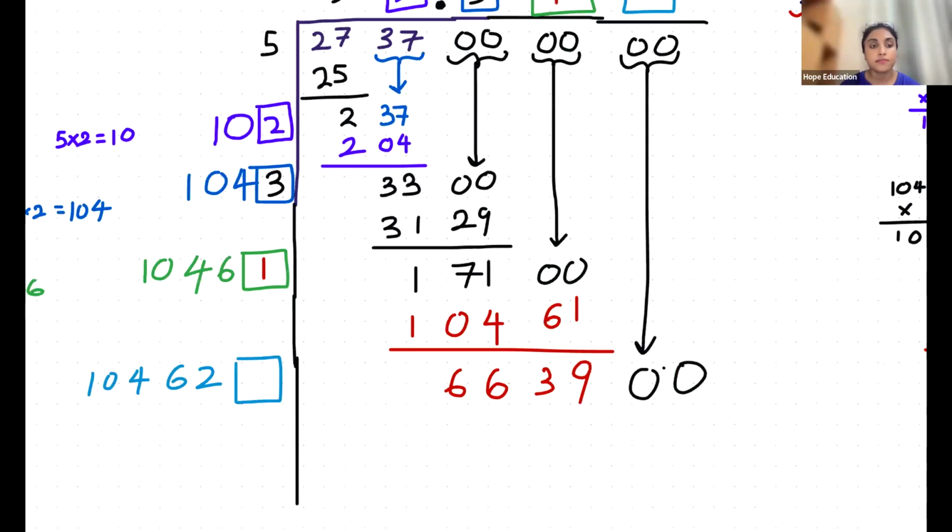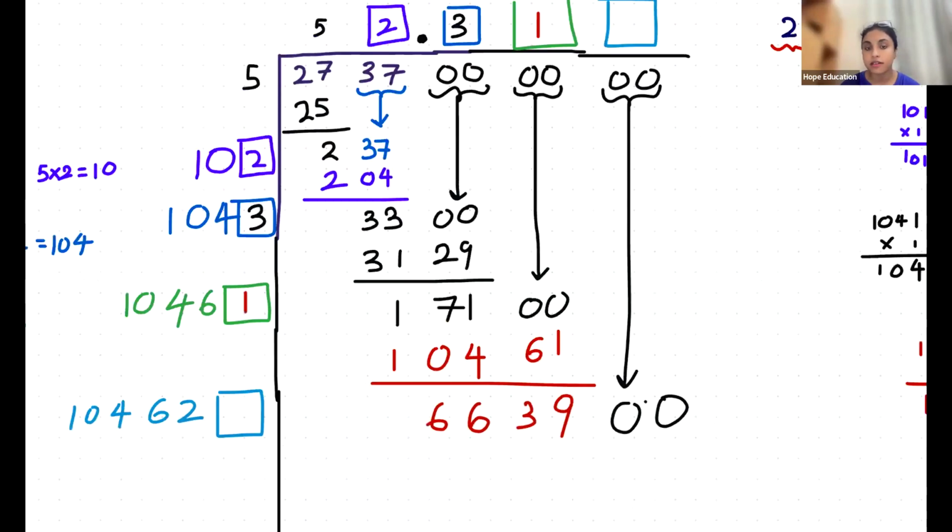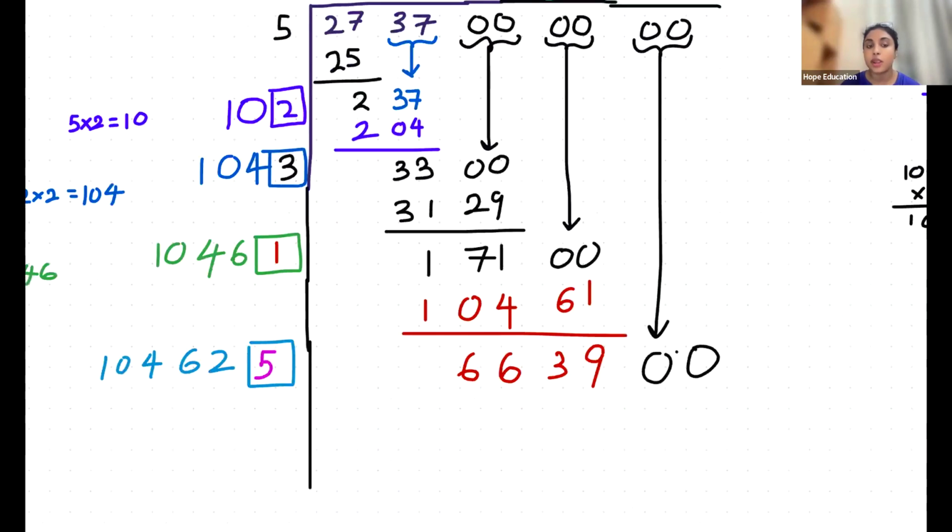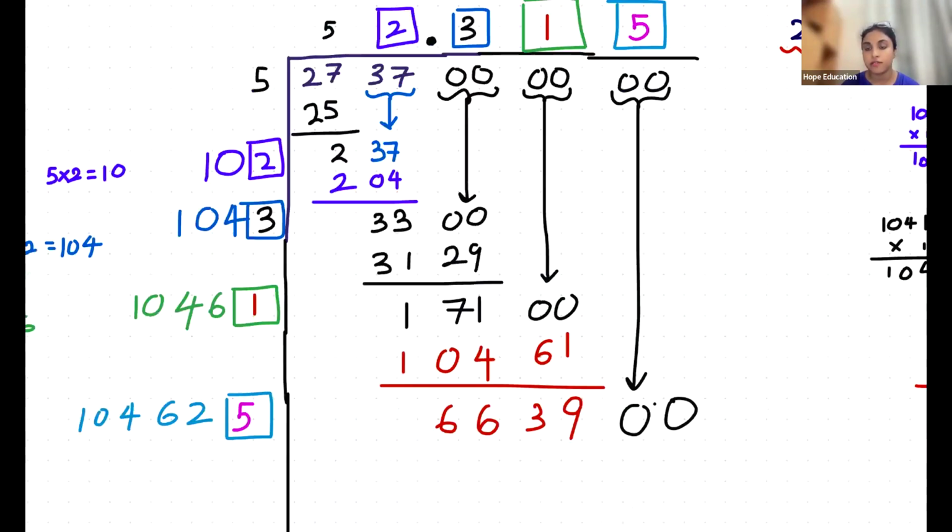Again, because there is 663,000, we'll try to put 5 and see. Let's just check. So here we have 104,625 times 5. We'll see.